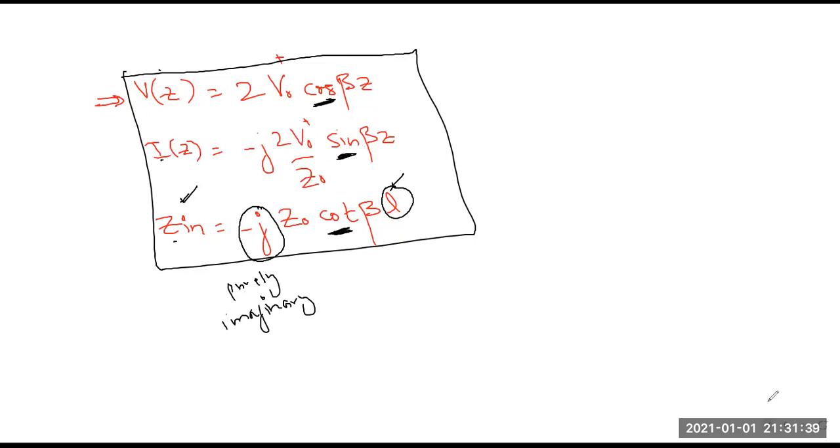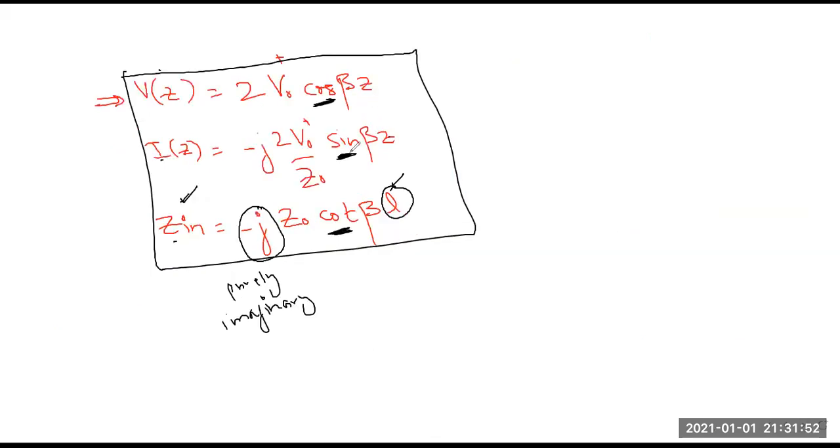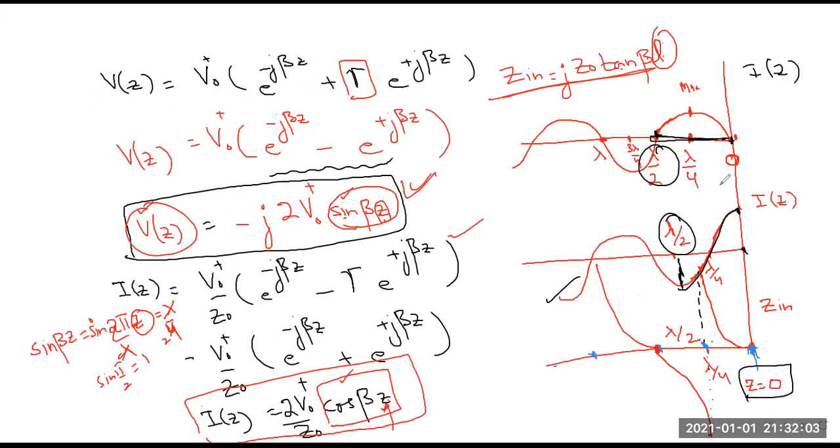So the previous graphs that I was plotting, this was for voltage. Now this graph will be for current, because at z equal to 0, what will happen? At z equal to 0, sine of 0 is 0, so current will now be 0. And at z equal to 0, voltage will be maximum. So now this graph will be for voltage. So the behavior of current and voltage has become totally changed.